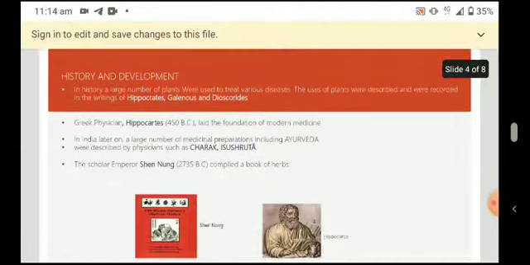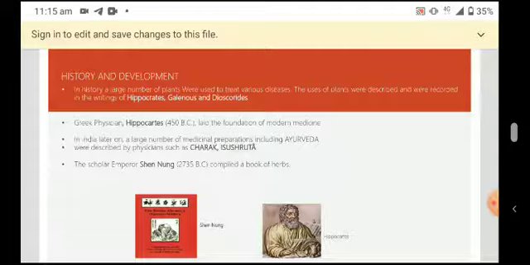Now moving towards the next point, history and development. As we saw the introduction, the second one is history and development. So see, a large number of plants were used to treat various diseases. As we know from past decades, various herbs or plants were used for the treatment of various diseases. The use of plants was described and recorded in the writings of Hippocrates, Galenus and Dioscorides.